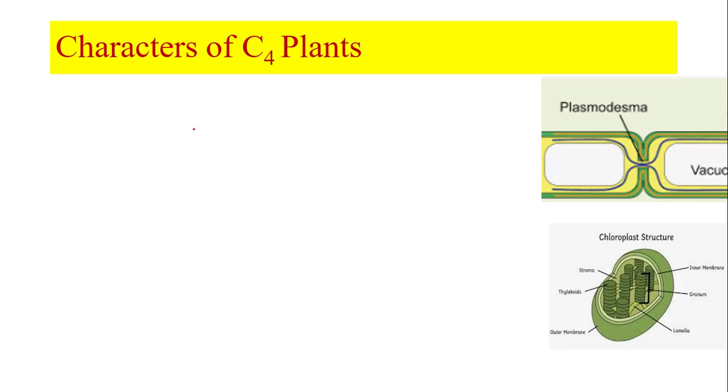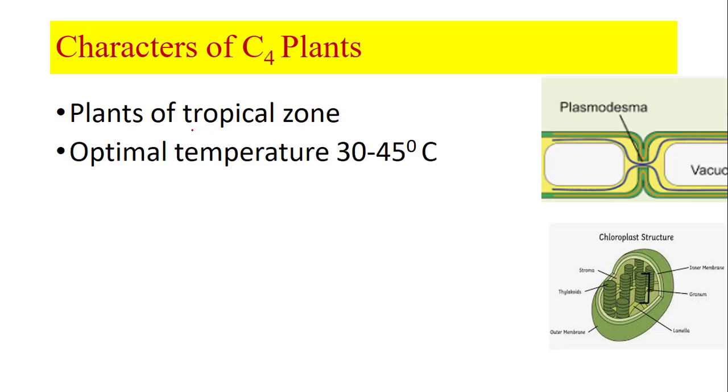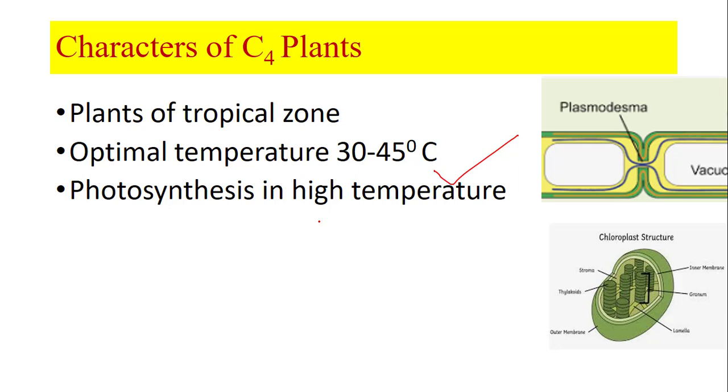Now we discuss characters of C4 plants. It's a plant of tropical zone. It means high temperature zone. C4 plants grow well in this area. Optimal temperature is 30 to 45 degrees Celsius. It's a very high temperature. Photosynthesis occurs in high temperature in these plants.